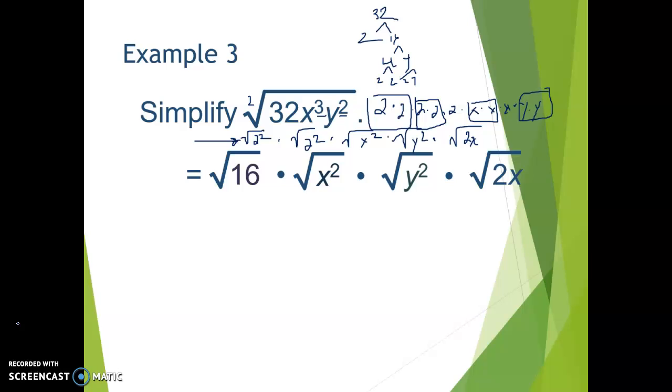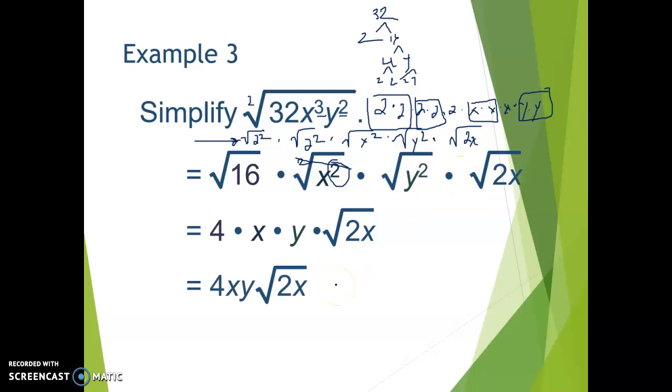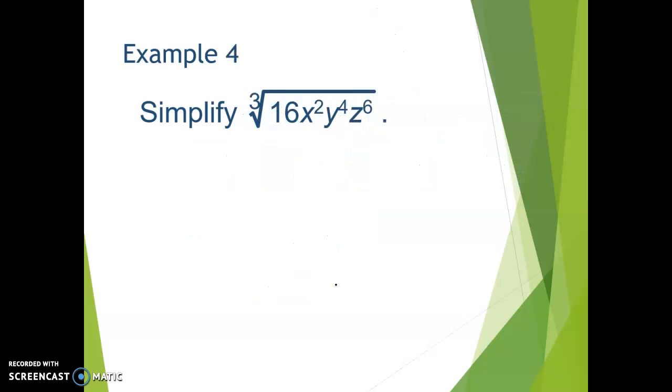So after we've got all those groups of 2, we're going to separate our radicand into 5 different radicals here. And we know that square roots undo perfect squares. And this is a perfect square. X squared is a perfect square. They undo each other. So we're left with 4 times x times y times square root of 2x. We're then going to multiply everything outside the radical. So we get 4xy, and then root 2x is still under the radical, so our final answer is 4xy square root of 2x.